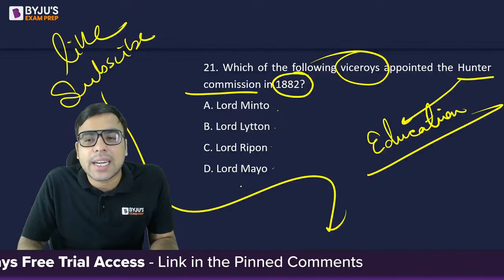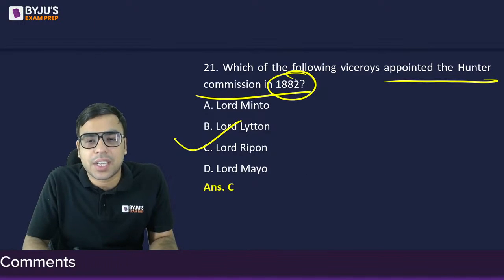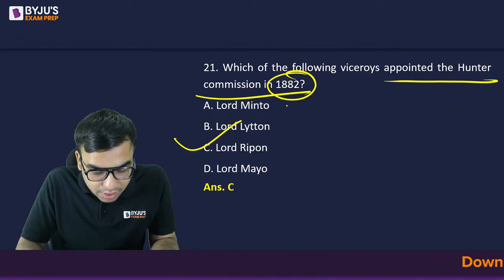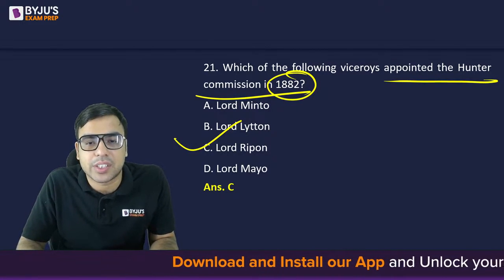Okay, so the right answer to this question is actually Lord Ripon. C is the right answer to this question. ठीक है. So you should be knowing it. Yes, Lipsa Patnaik, Gauri, you all are right. C is the right answer, Nitin Singh.